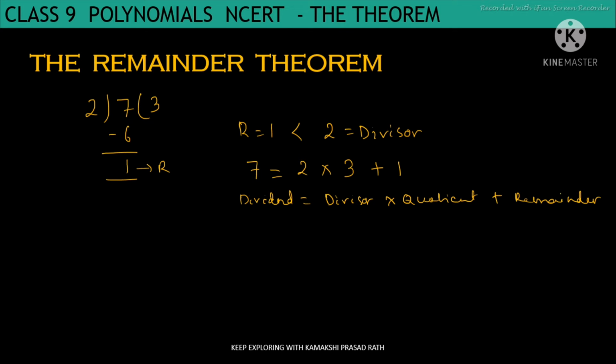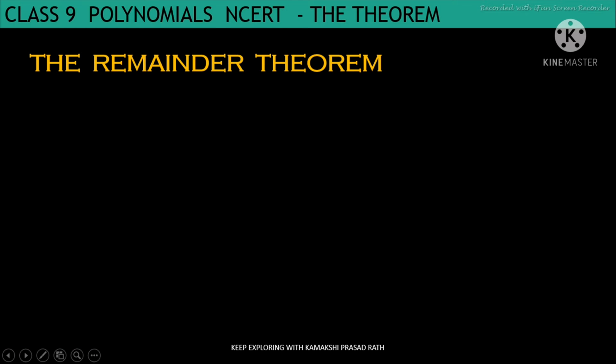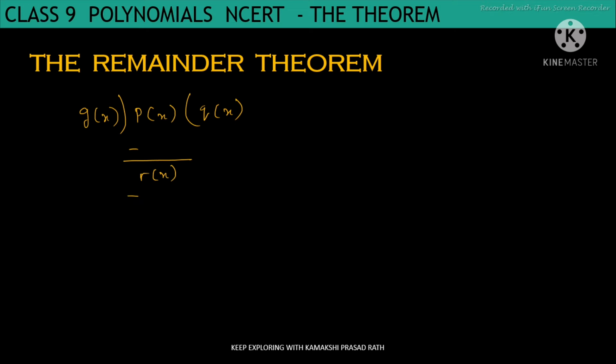Now here we will see the same concept using polynomials. Always remember, the remainder is always less than the divisor in any division. So let's see using the same concept, and we will take some polynomials here. Let a polynomial p of x be divided by another polynomial g of x. Then there will be some quotient and we will get some remainder.